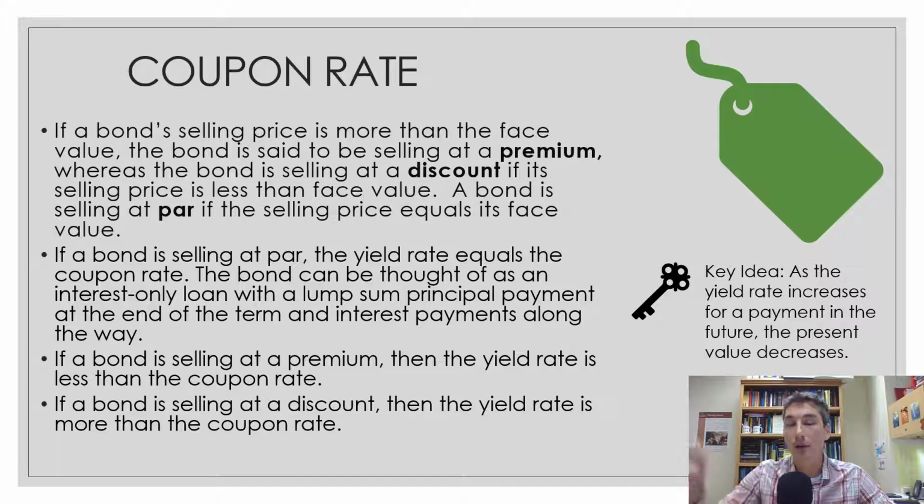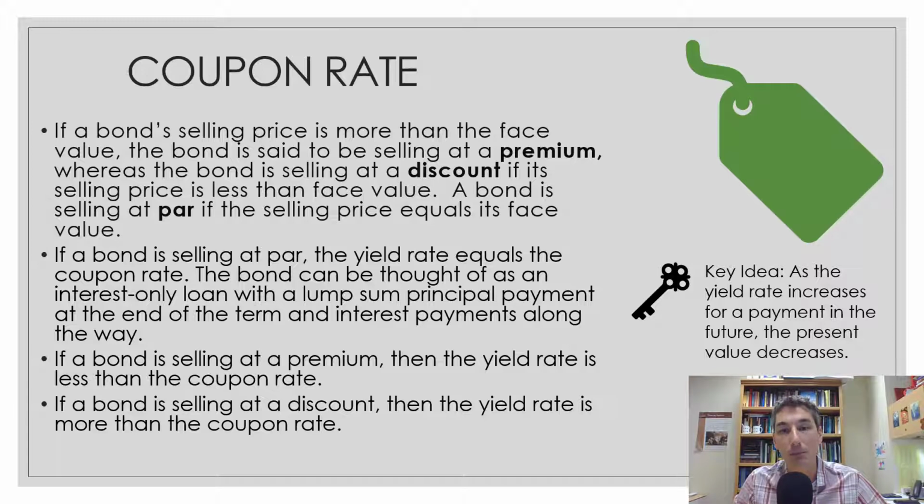Now the yield rate is set by the market, right? So if you say I've got a $10,000 bond, and the market's going to figure out what kind of risk you are, what the interest rate would be. Well, then if you set the coupon rate to equal that yield rate, then the face value will equal the selling price of the bond, okay? And so then you can think of it as an interest-only loan with a lump sum principal payment at the end of the term and interest payments along the way. So when you sell it at par, it's basically an interest-only loan. You pay the interest along the way, and then a lump sum at the end, which is kind of nice.